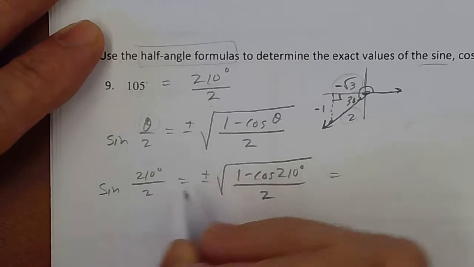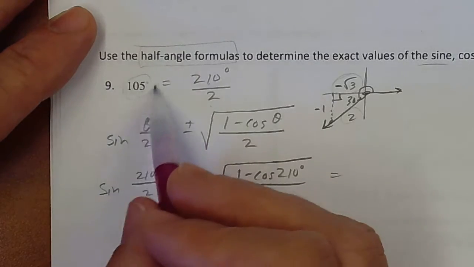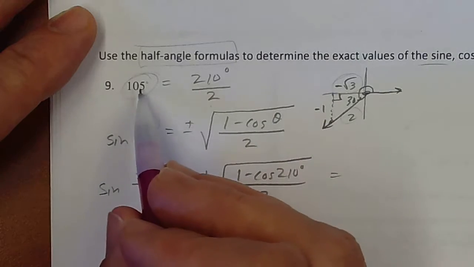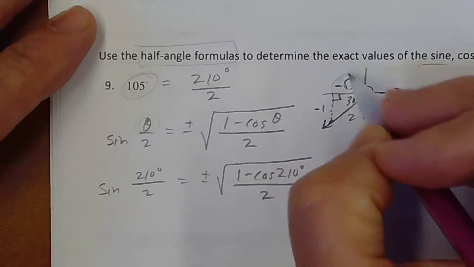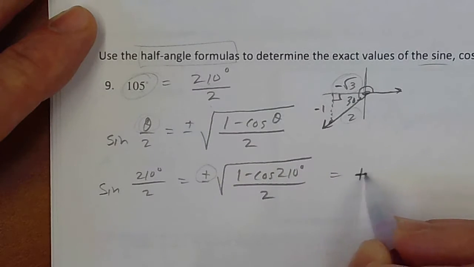So I don't need to keep writing this again, so I'm just going to go left to right now. And by the way, this angle is 105 degrees. We're using 210 to help us figure it out, but the angle is 105 degrees. It's in the second quadrant. Sine's positive, so I'm going to make that move right now. It's positive.